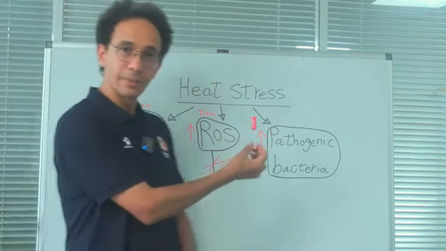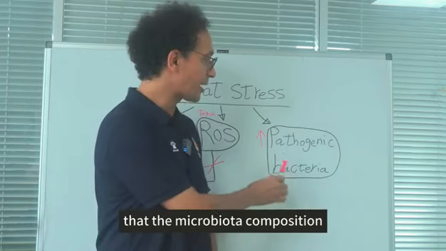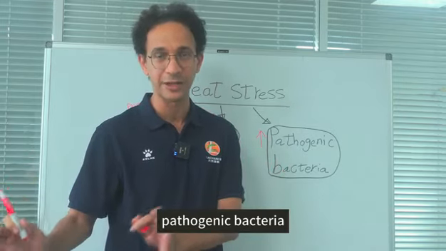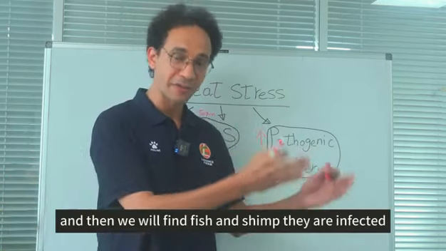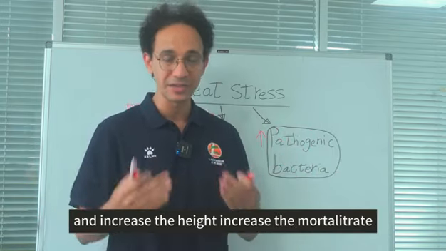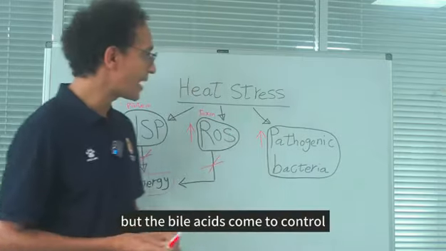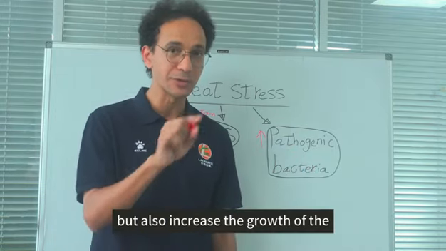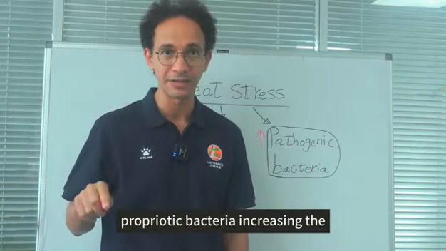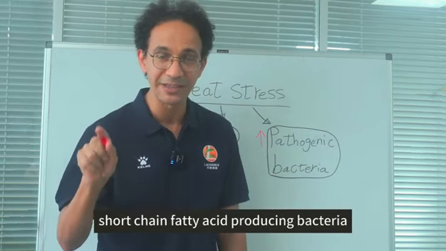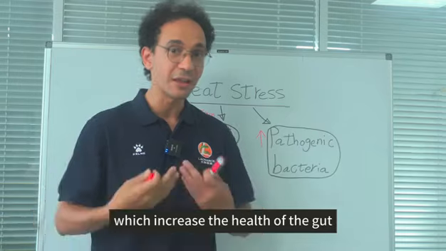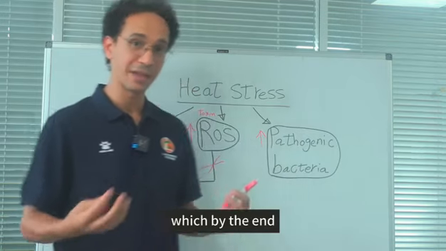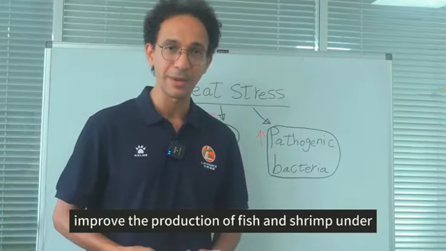The last part, which is also very important, is the microbiota composition. Heat stress changes this microbiota and gives a chance to pathogenic bacteria to grow, and then we will find fish and shrimp infected, and an increased mortality rate. But bile acid comes to control the pathogenic bacteria, and not only that, but also increases the growth of probiotic bacteria, increasing the short chain fatty acid producing bacteria, which improves the health of the gut and increases the efficiency of the gut to absorb all nutrients, which by the end improves the production of fish and shrimp under heat stress.